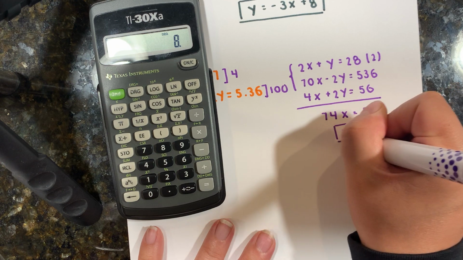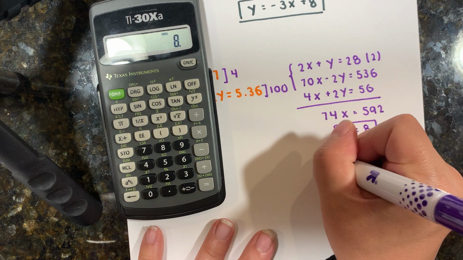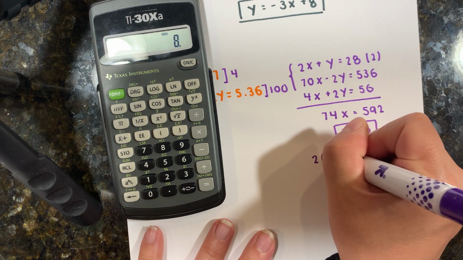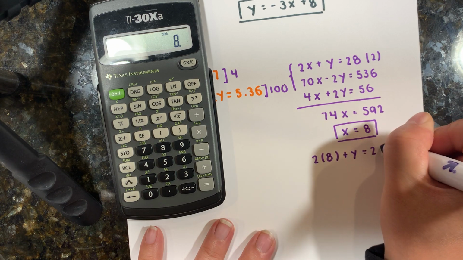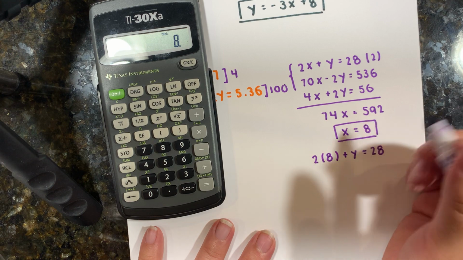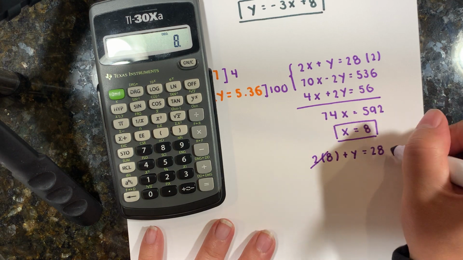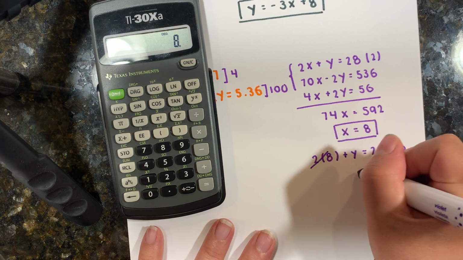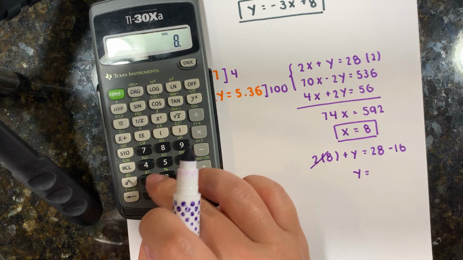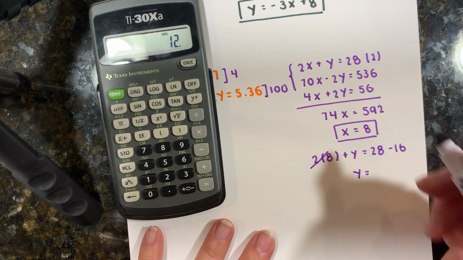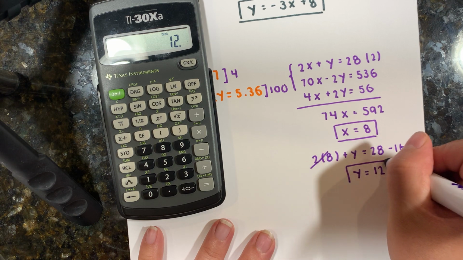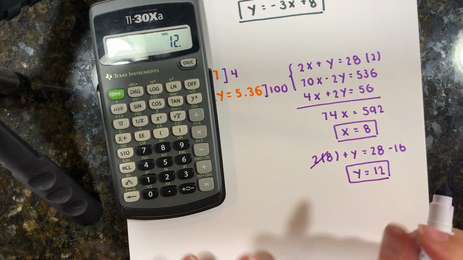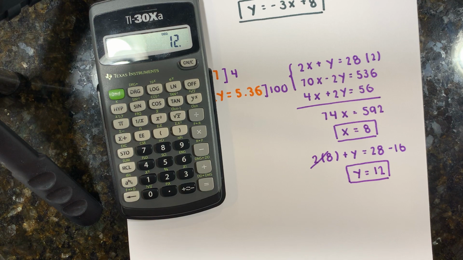Now I want to solve for y by using this top equation. So it would be 2 times 8 plus y equals 28. 2 times 8 is 16, so I'm going to subtract 16 from both sides, which means that y is going to be equal to 12. So 8, 12.